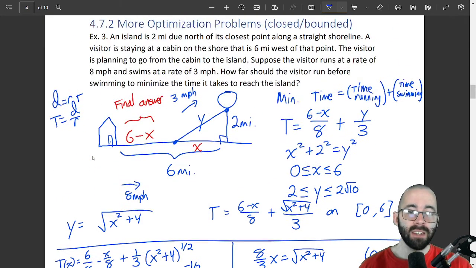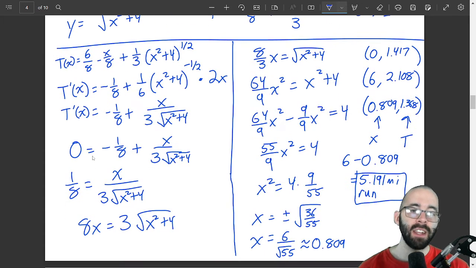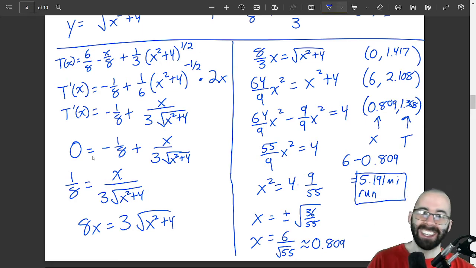The second one is when x is 6. That means we're swimming all the way. That's swimming over 6 miles. It's going to take us over 2 hours. And if we're running about 5.2 miles and then swimming a little diagonally, that's optimal. That's going to take us also about 1.4 hours, but less.